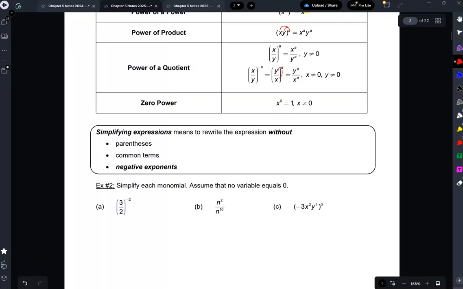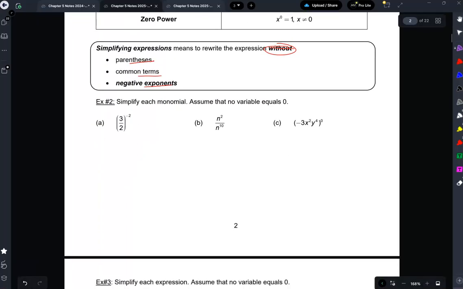So, once again, to simplify expressions, you have to rewrite without the parentheses, combine all the common terms, and no negative exponents. Okay, so let's do a couple.